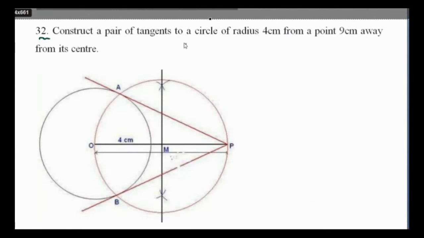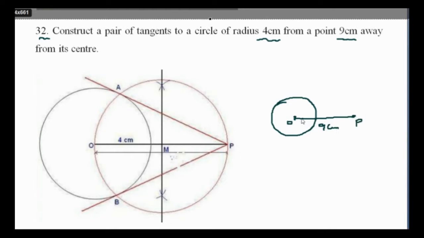32nd question. Construct a pair of tangents to a circle of radius 4 centimeters from a point 9 centimeters away from its center. So the construction looks like this. I will give a rough diagram of how to draw it once again. First we have to draw a circle with radius 4 centimeters as per the given question. This is the center of the circle O. At a point 9 centimeters away from the center, draw a straight line with the scale, preferably horizontally. This line is 9 centimeters away from the center.